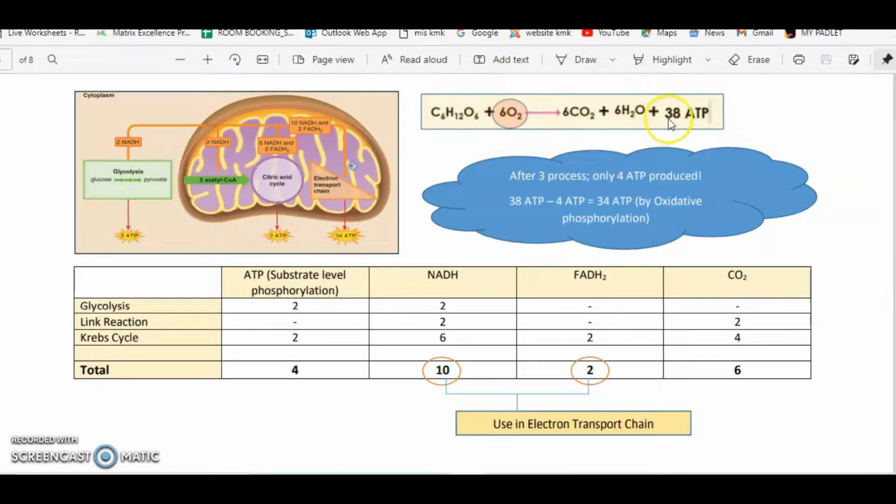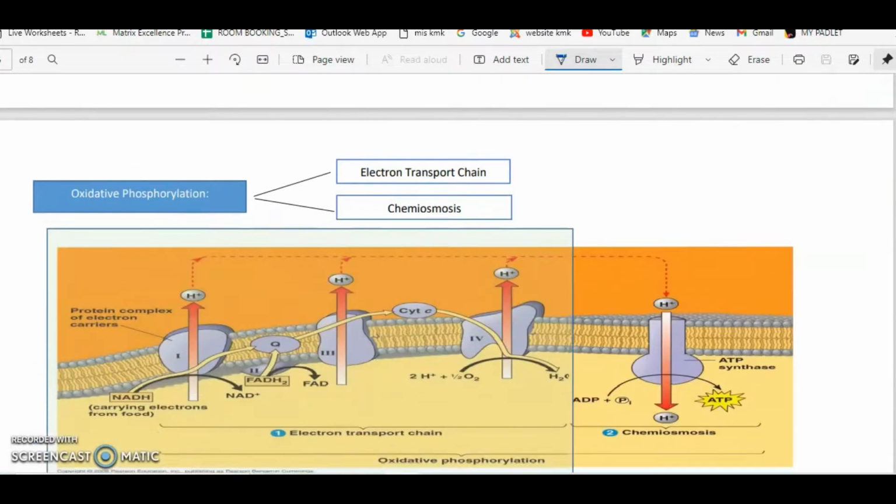So now the aim is to produce water. Oxygen we no longer use, and water we want to produce, and also we're going to produce another 34 ATP. Okay, 34 ATP.